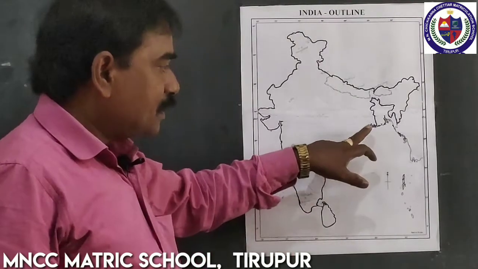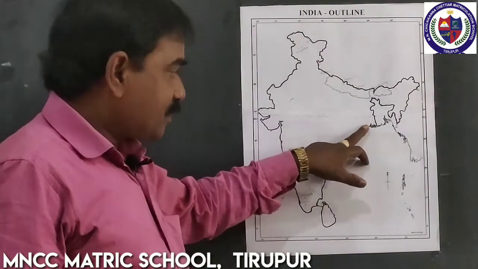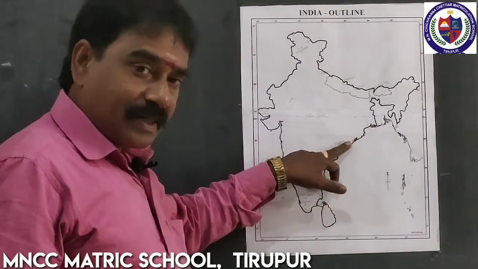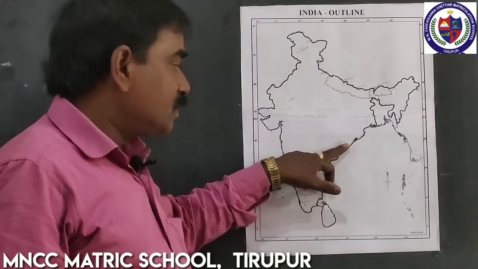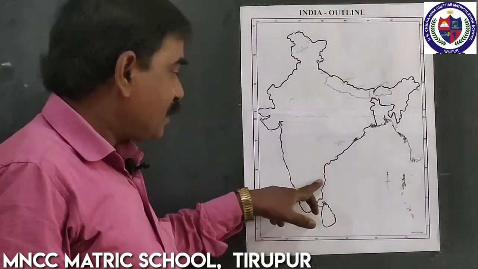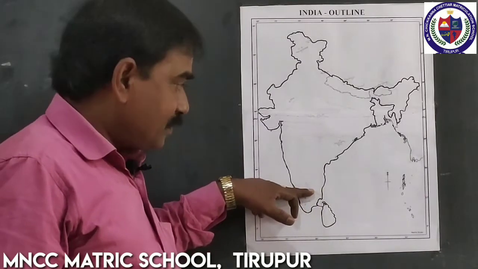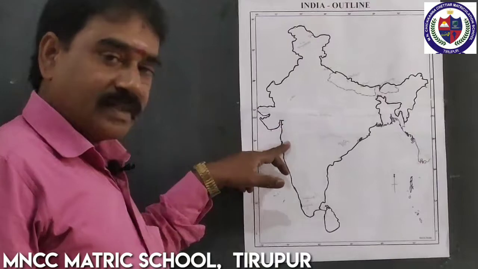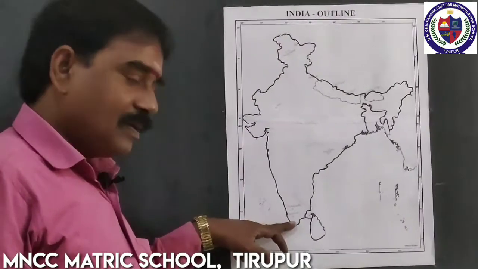Next, Eastern Ghats. Eastern Ghats starts from here. It is a discontinuous range of mountain. So you have to mark discontinuously up to here. So this is Eastern Ghats. This is Western Ghats. Okay.